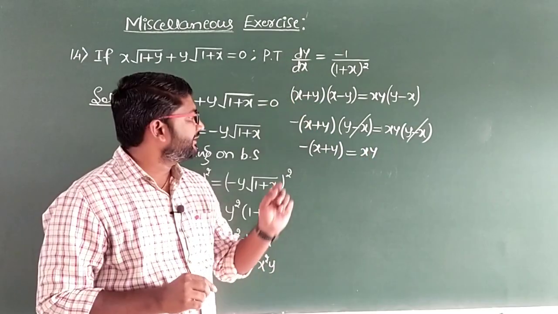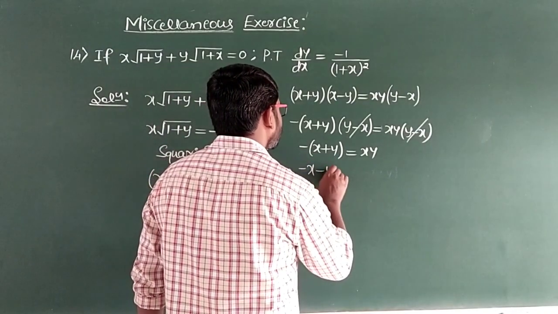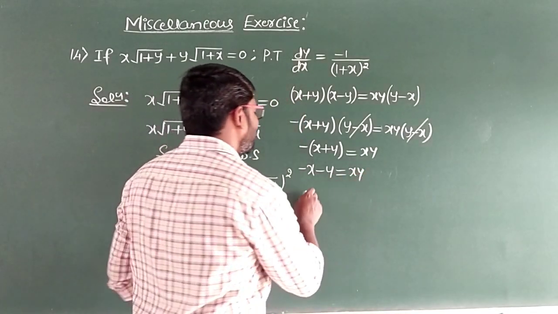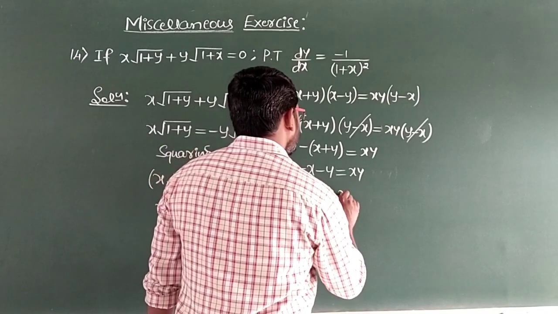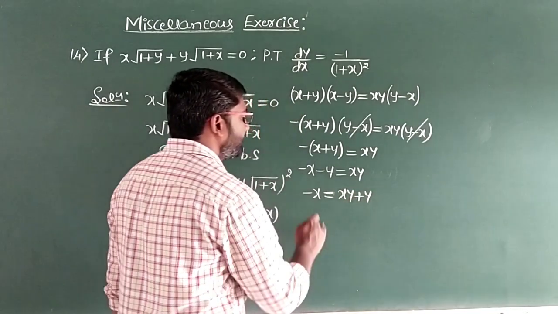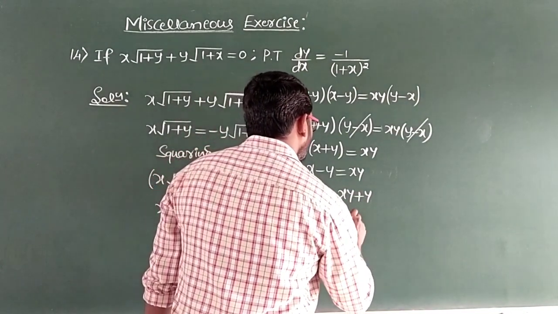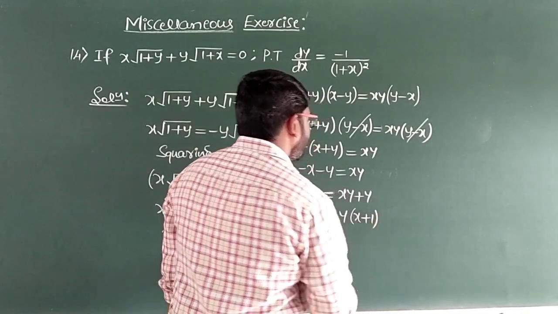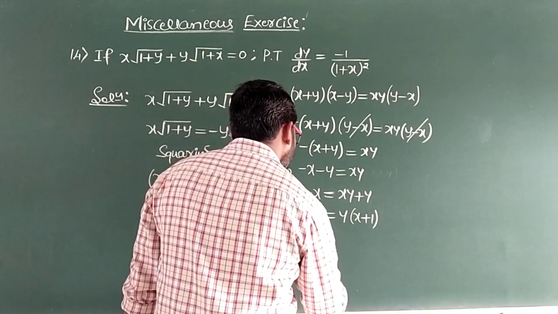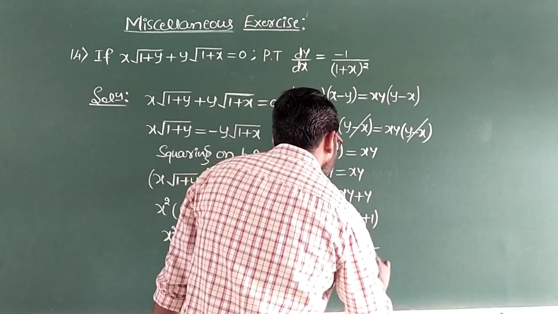Now from this we have to multiply minus with these two terms. What do we get now? Minus x minus y equals xy. Now take minus y to the right hand side. Minus x equals xy plus y. In this we can take y common now. So what do we get? Minus x equals y common, we get x plus 1. Take this x plus 1 to the left hand side, it goes to the denominator. So overall we get y equals minus x divided by x plus 1.